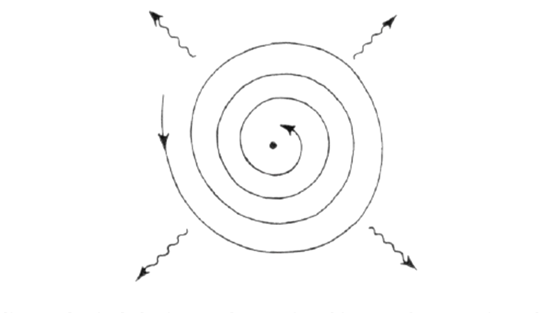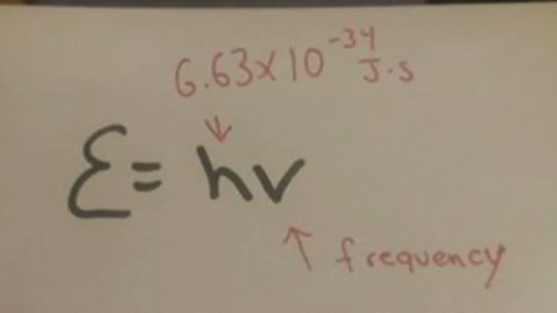Going back to quantum, it is the smallest quantity of energy emitted in the form of radiation. The energy of a single quantum is given by the following equation, where h equals Planck's constant, which equals 6.63 times 10 to the negative 34 joules per second, and nu equals the frequency. Let's look at an example really quickly.